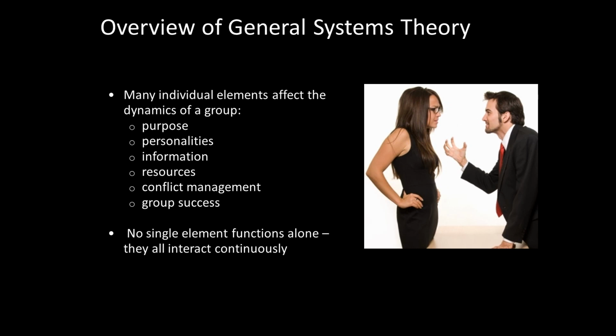So, a brief overview of general systems theory. Many individual elements can affect the dynamics of the group. People come together with different purposes, different personalities, different information, resources, skills of conflict management, as well as past group successes and experiences that they bring to the group. When we think about a group from a systems theory perspective, we don't look at any single element as it functions alone, but we look at how they interact simultaneously and continuously with each other. And that's what we're going to be exploring for the rest of this chapter.